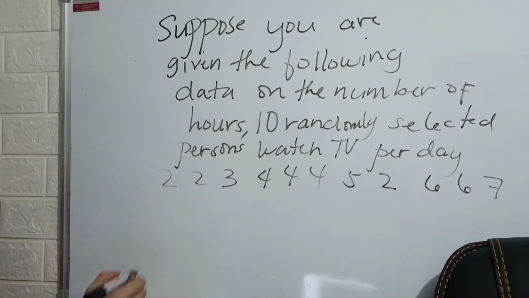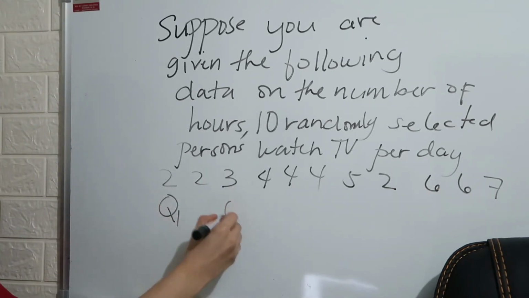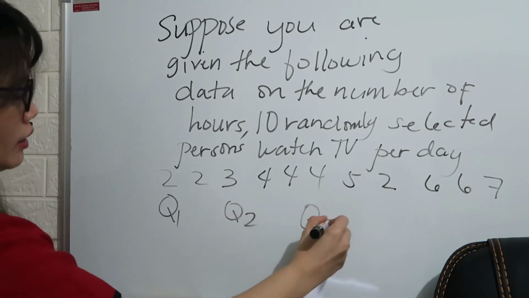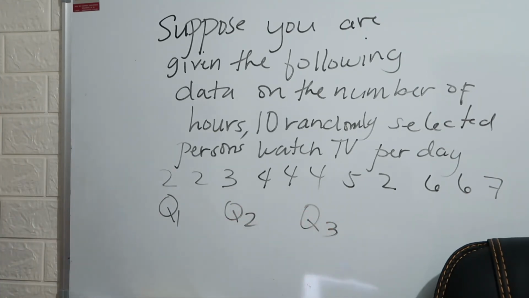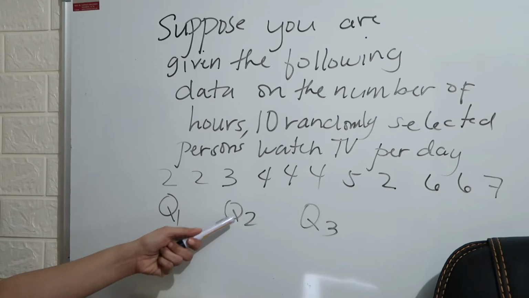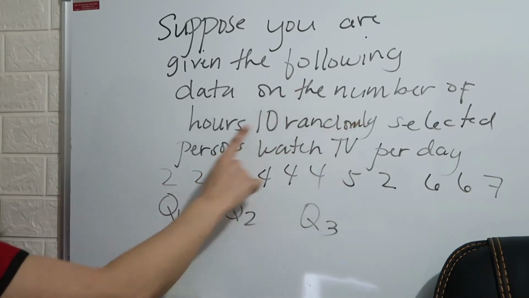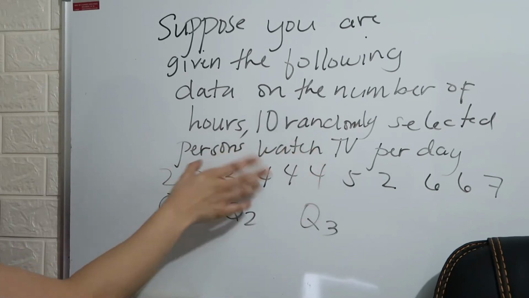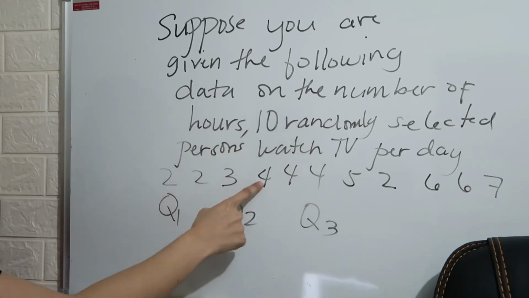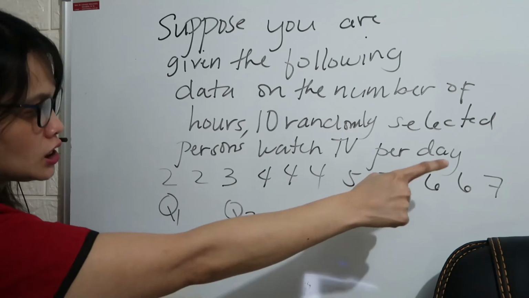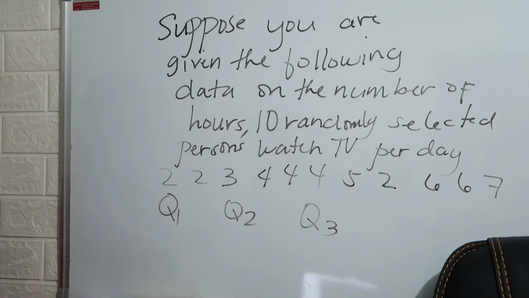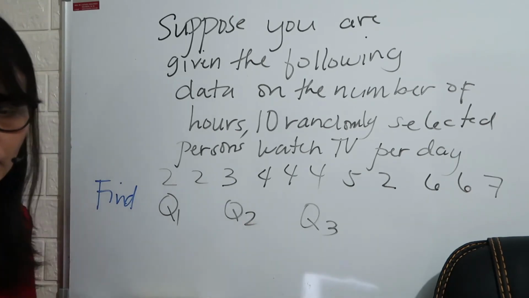So we need to look for quartile 1, 2, and then 3. The question is, Miss, how do we determine the quartile? First quartile, second quartile, third quartile. Again, the number of hours 10 randomly selected persons watch TV per day. So how do we do that?